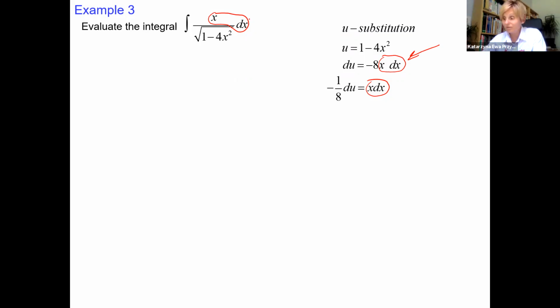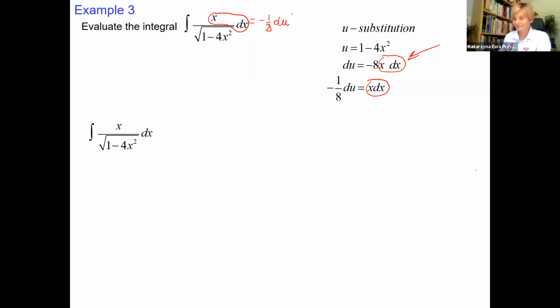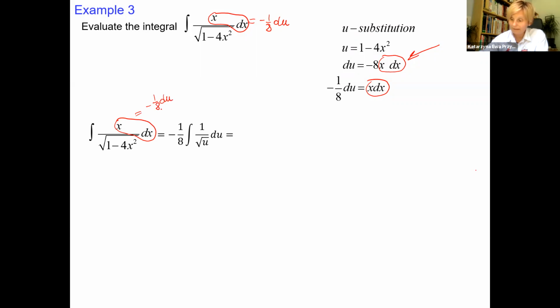Okay, that means now this part, x dx, will be replaced with negative 1/8 du. It's okay. Let's do it. x dx, again, is negative 1/8 du, and I placed negative 1/8 since we have a product in front, and du of course stays outside. And the denominator is square root of u, because that's how we defined u.